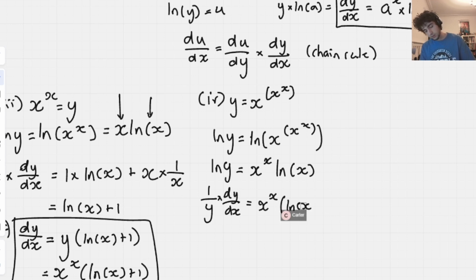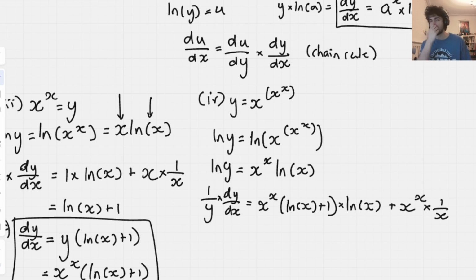So ln x plus 1, and then obviously you take the derivative of the thing on the left-hand side, and you keep the thing on the right-hand side the same. That's just the product rule application. So you're going to be multiplying this by ln of x, and then you're going to add x to the x times the derivative of ln x. The derivative of ln x is 1 over x.